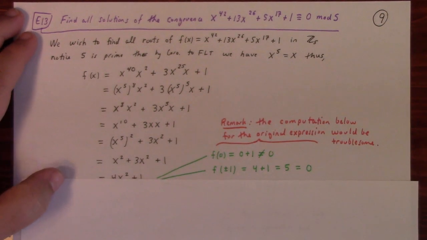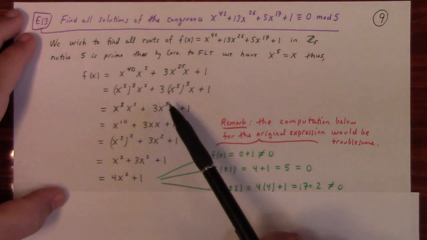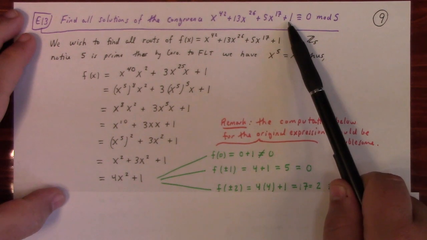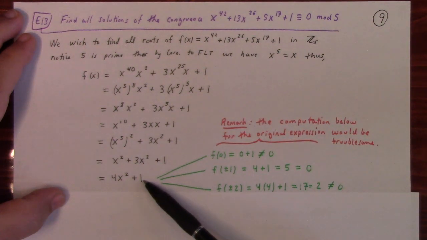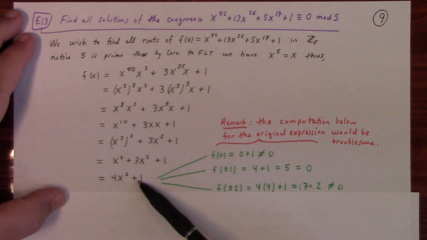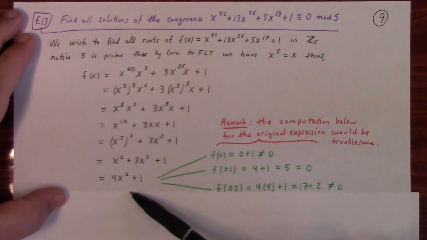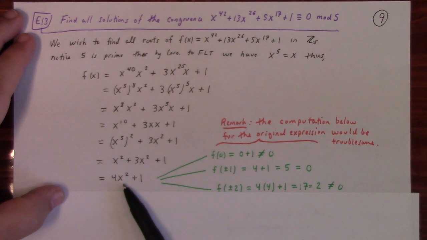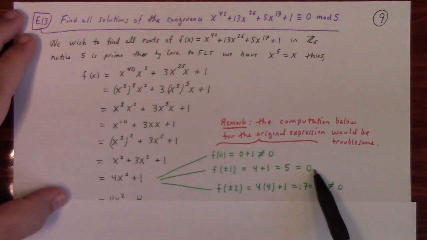Down, down, down, until finally we get down to x squared plus 3x squared plus 1, which is 4x squared plus 1. So x to the 42 plus 13x to the 26 plus 15x to the 17 plus 1 in Z5 is equal to 4x squared plus 1, right? This polynomial and that polynomial are equal in Z5, or you could say that this and that are congruent mod 5. Once you have this, let's just plug in the classes, right? You plug in 0, or plus or minus 1, or plus or minus 2, and you get not 0, 0, 0, and not 0.